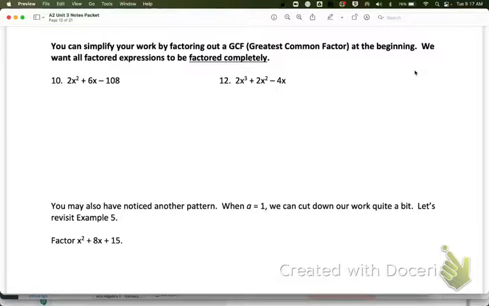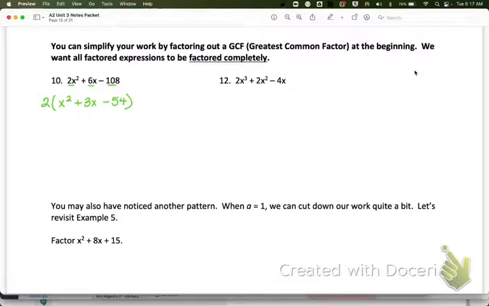So if we look at number 10, if I look for a GCF first, and this should be our first step for all factoring problems, I notice that every single one of these terms can be divided by 2. So I'm going to start by dividing everything by 2. And when I do that, I get x squared plus 3x minus 54. Okay, so right now I have two factors. 2 is a factor, and x squared plus 3x minus 54 is a factor because they're being multiplied.